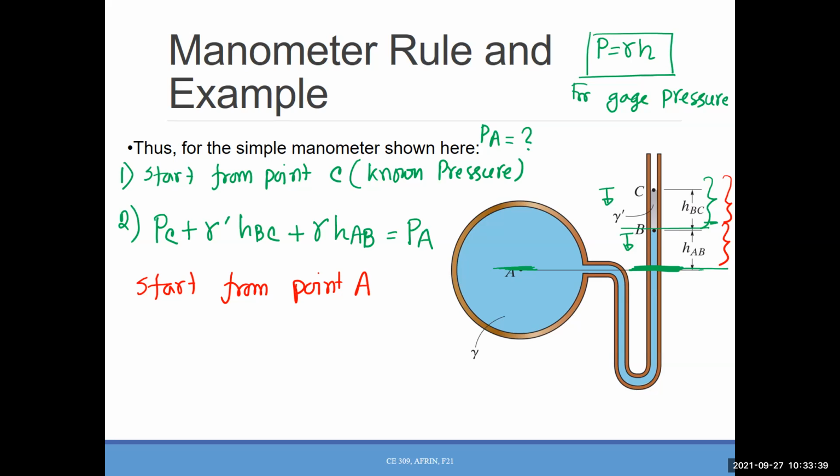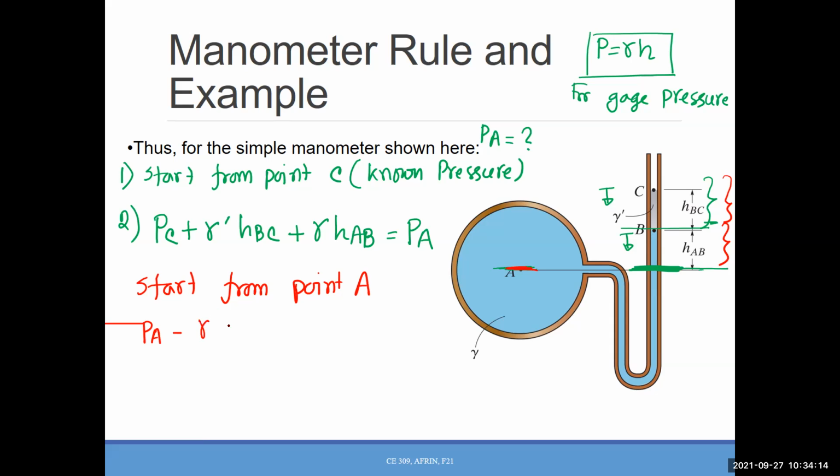Okay, so most of you got the expression. All of you, I think, most of you got it right. So start from point A. I will start from point A, PA here, right? Next interface is B, but I'm going above, so negative gamma HAB.